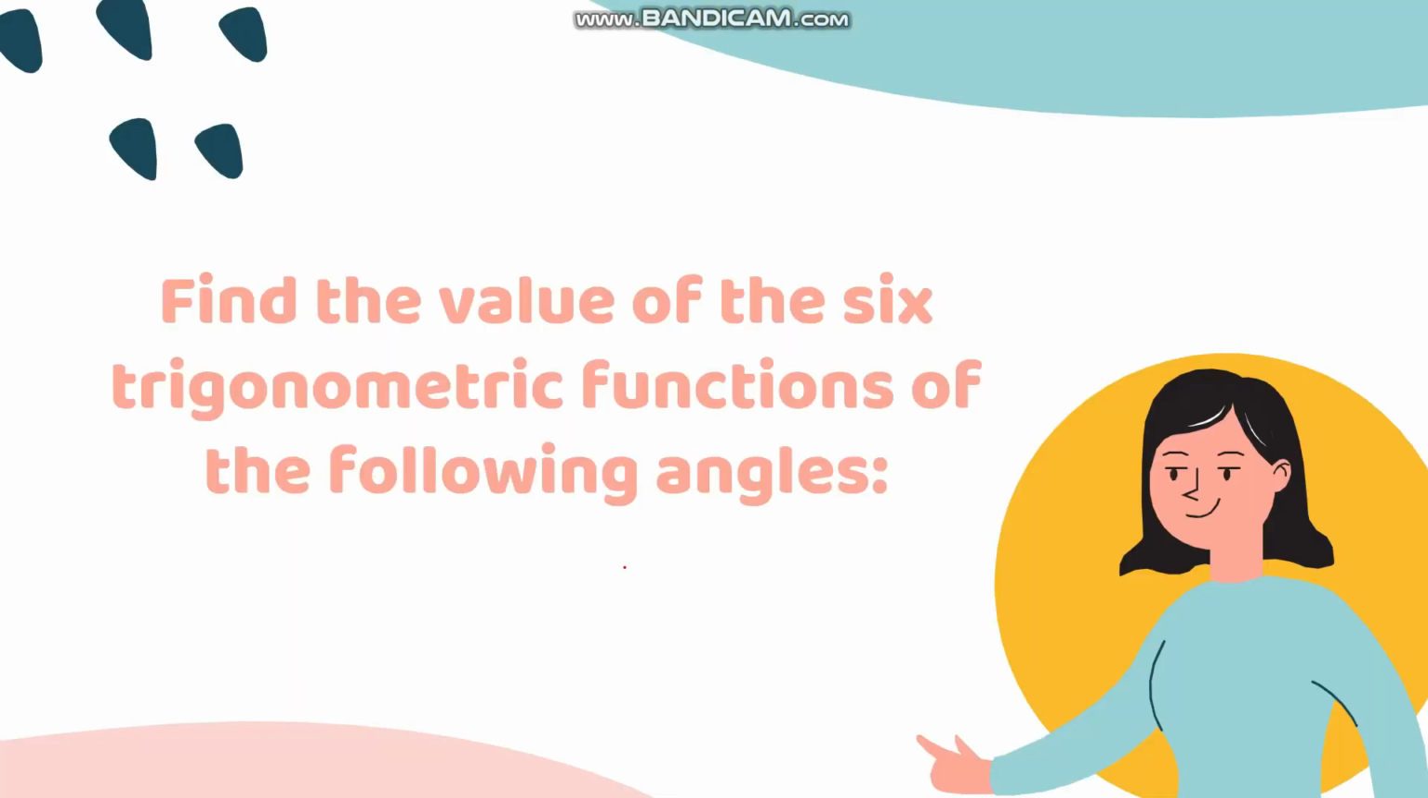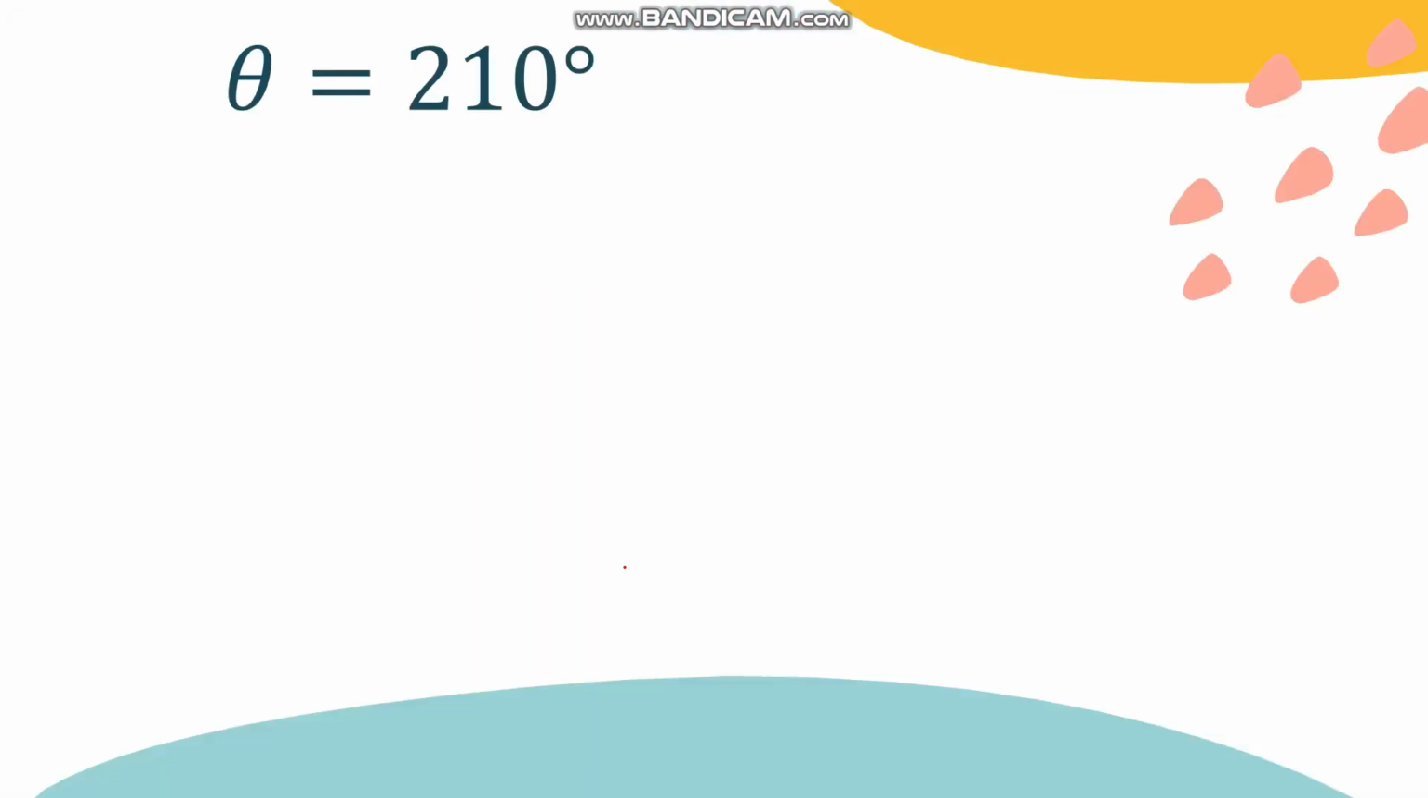Now let's try to find the value of the 6 trigonometric functions of the following angles. First we have 210 degrees. What we want to do here is to maximize the use of our reference angle in order to evaluate the function. So first, let's identify the reference angle of 210 degrees. Since it is greater than 180 degrees but less than 270 degrees, it is located in the third quadrant.